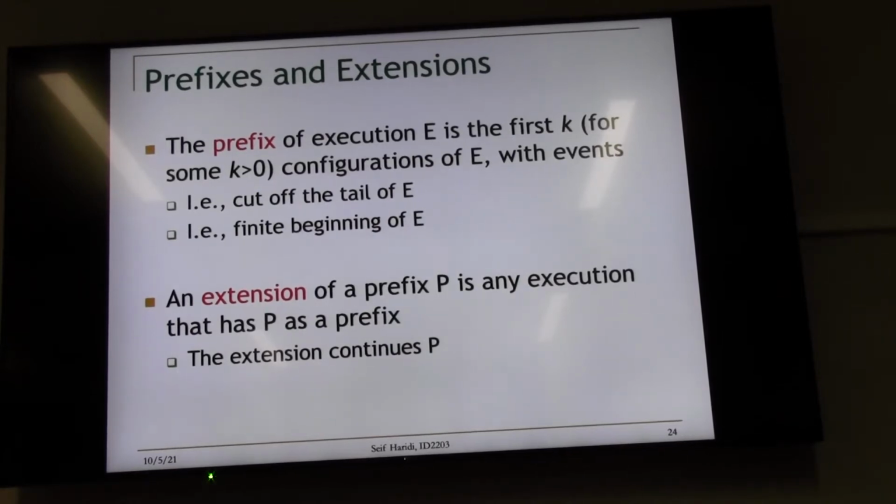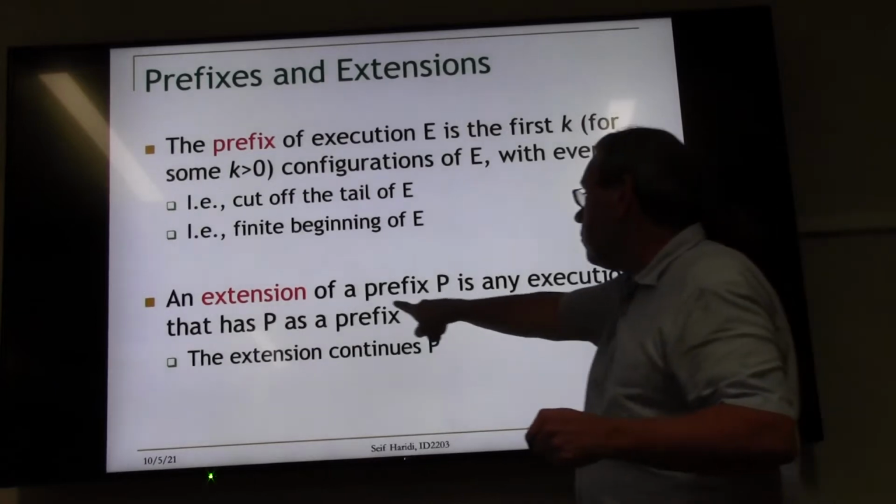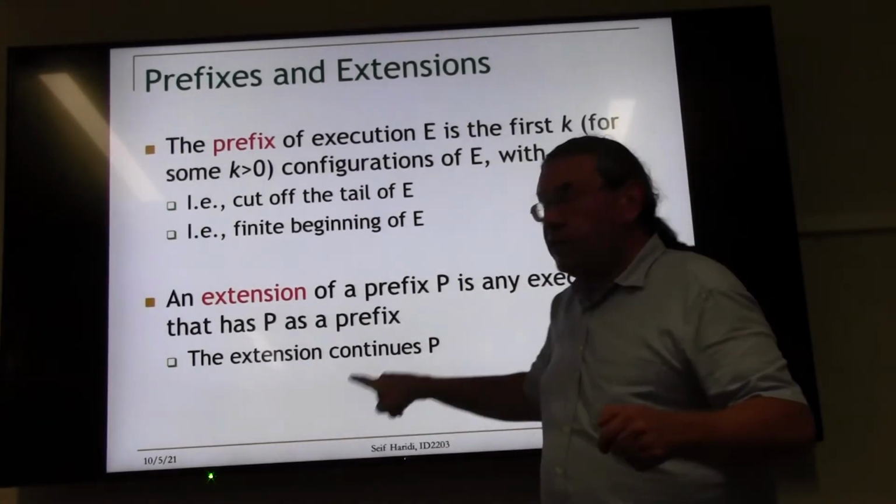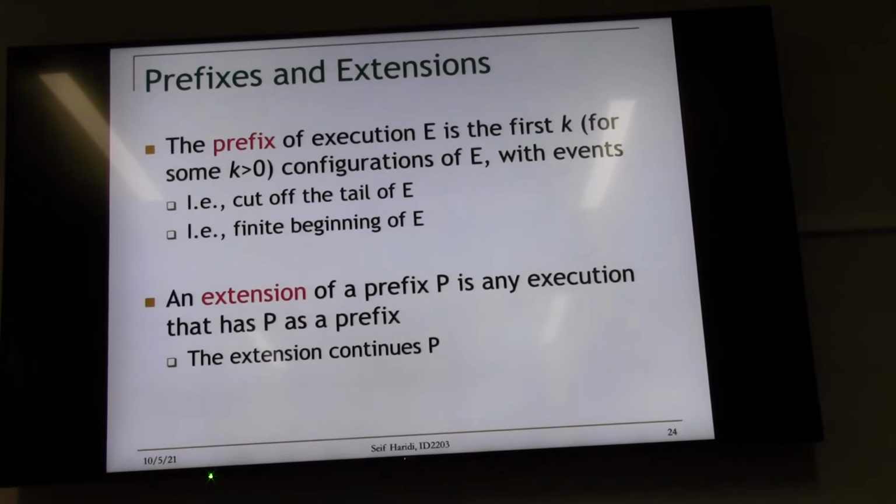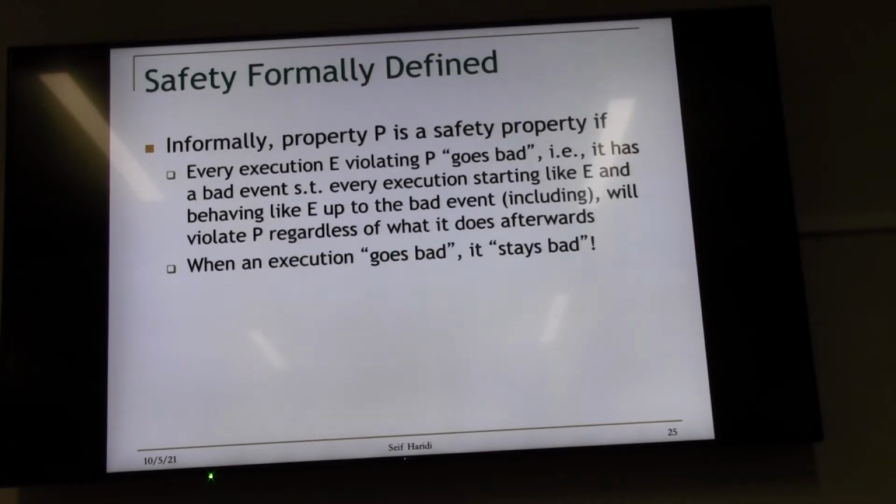That's simple, huh? And then you can extend a prefix, is you take an execution that starts with this prefix. So you can extend it. Of course, there's different ways to extend it. So you take the prefix and you can extend it to make an execution. So basically that's the basic concepts we're going to talk about to define safety and liveness. So safety, I'm going to go from the informal to the formal definition.